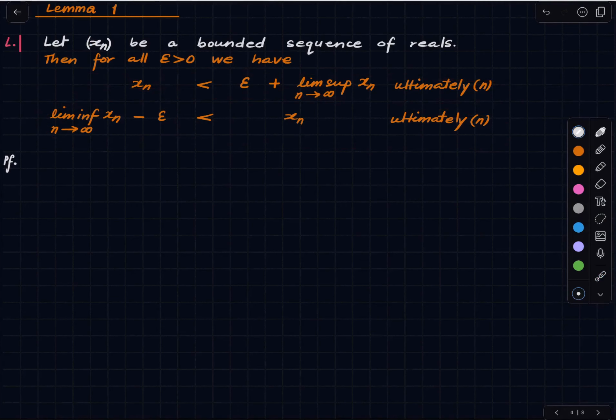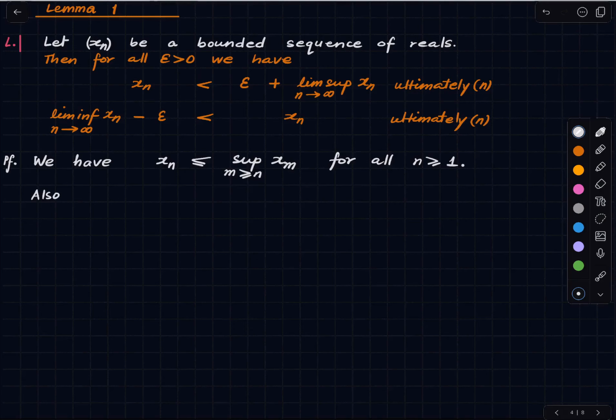So note that. This is very simple, and you should take this as an exercise before we look at what I'm going to show. But anyway, clearly we have this. This is for all n. There is no ultimately here. That's clear.